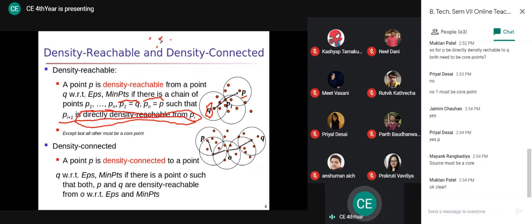Just consider this simplest diagram. Assume this T-shaped point is in the center, the point for which we are checking whether other points are density reachable or not. Let's say this is point P1, this is P2, and the last is P3. Assume P1, P2, P3 are in the given range of epsilon, and further assume that min points is 2. So what's your comment about P1, P2 and P3? Are they directly density reachable from T or not?